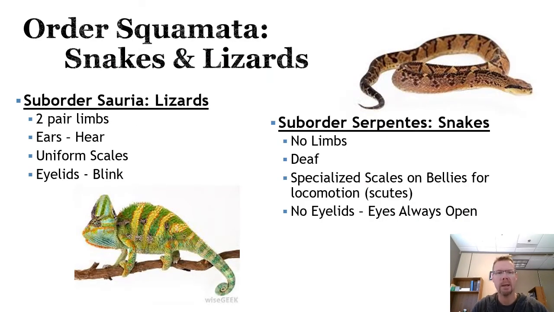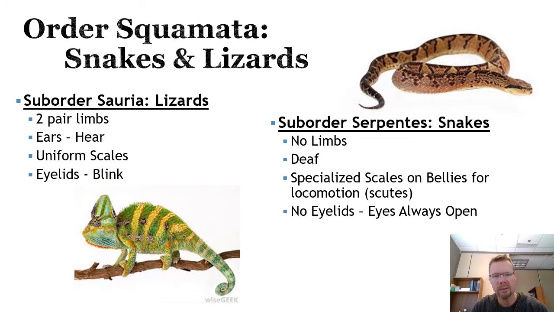Order Squamata, snakes and lizards, my least favorite order. I am not a fan of snakes at all, quite frankly. So let's talk about that. Our suborder Serpentes. Snakes, as you know, have no limbs. They can't hear. That might be something unique to you. They have specialized scales on their bellies for locomotion called scutes. And snakes have no eyelids. Their eyes are always open, which makes them that much creepier.